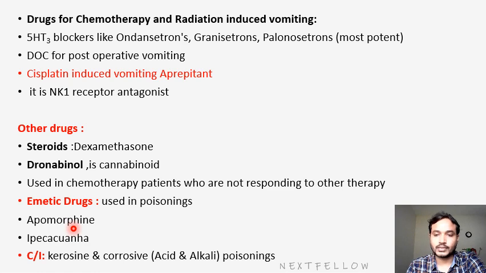They will be used in poisoning, but there are some poisoning cases where these drugs are contraindicated. What are those? Kerosene poisoning and corrosive poisoning, that is acid and alkali poisonings. These emetic drugs are contraindicated in kerosene poisoning and corrosive poisoning.